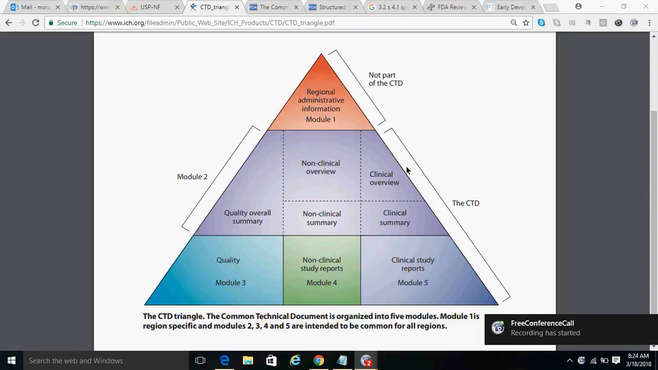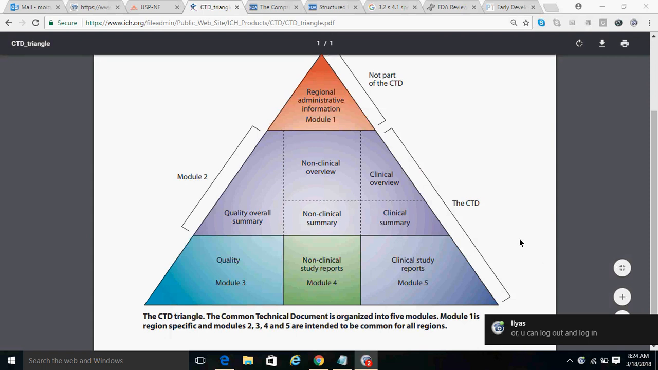The CTD module is important to learn because our FDA needs this module. Everything comes in these 5 modules. Yesterday we were trying to learn a little bit about module 1, and now we can go to switch to module 3. Before we go to module 3, I just want to share a little more information about module 1.